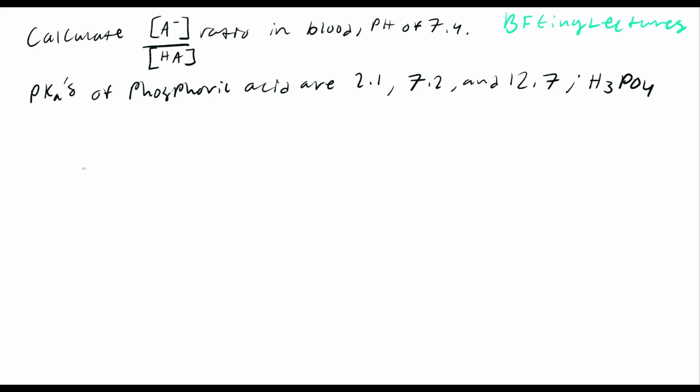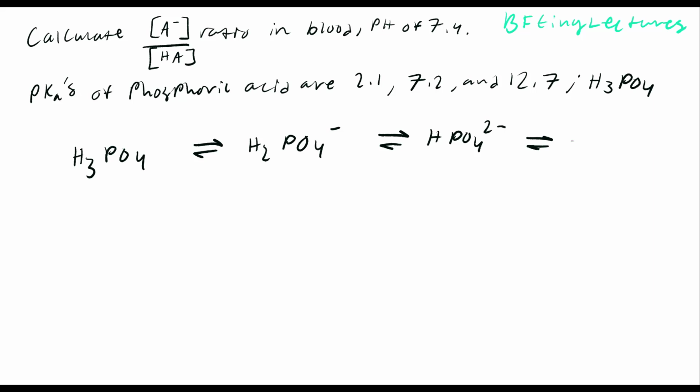So here's how we do it. You want to write out the full equation. First we have H3PO4, and then it is going to dissociate to H2PO4 negative, and that could go on to HPO4 2 minus, and it can also become PO4 3 minus. Okay, so notice that as we go towards the right, you're actually losing hydrogens, okay?